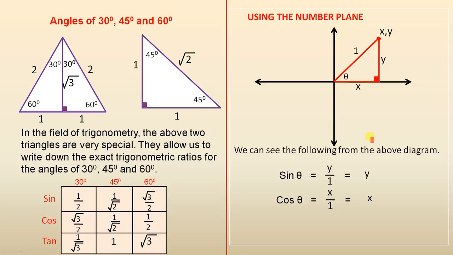Now we can see the following from the above diagram, that the sine of theta is y over 1, which is y. See, the sine of theta is the opposite over hypotenuse. Y over 1 is y. The cos of theta is x over 1, which is x. So the cos of theta is x over 1, which is x. In other words, sine theta is the y value and cos theta is the x value.